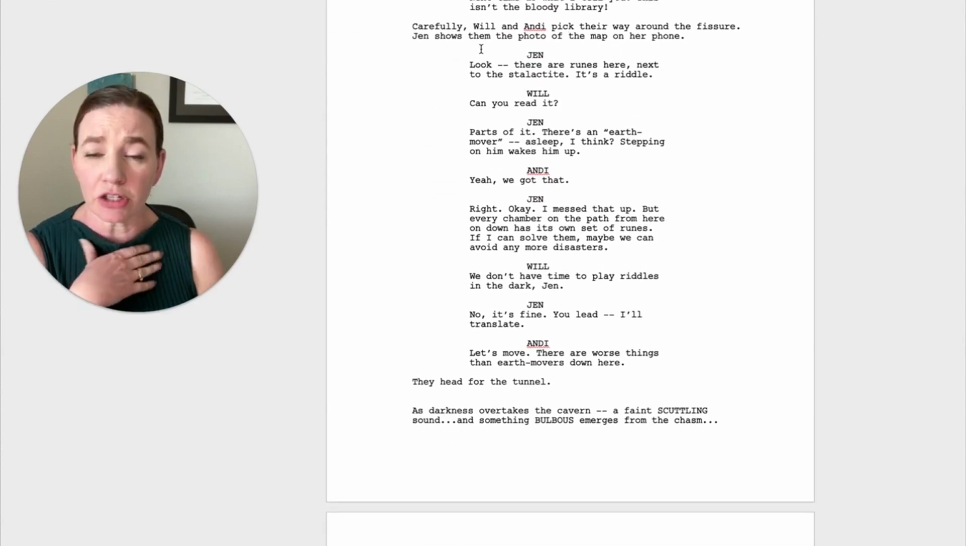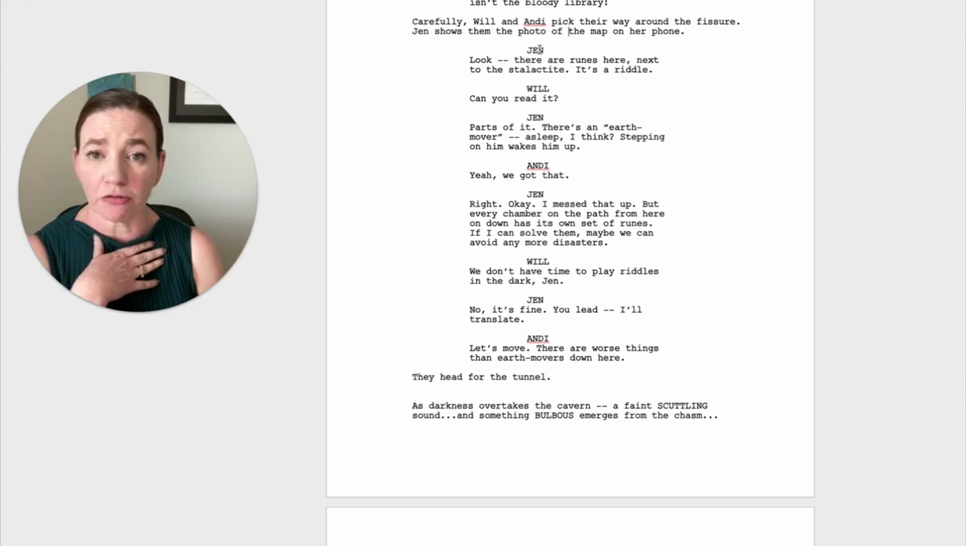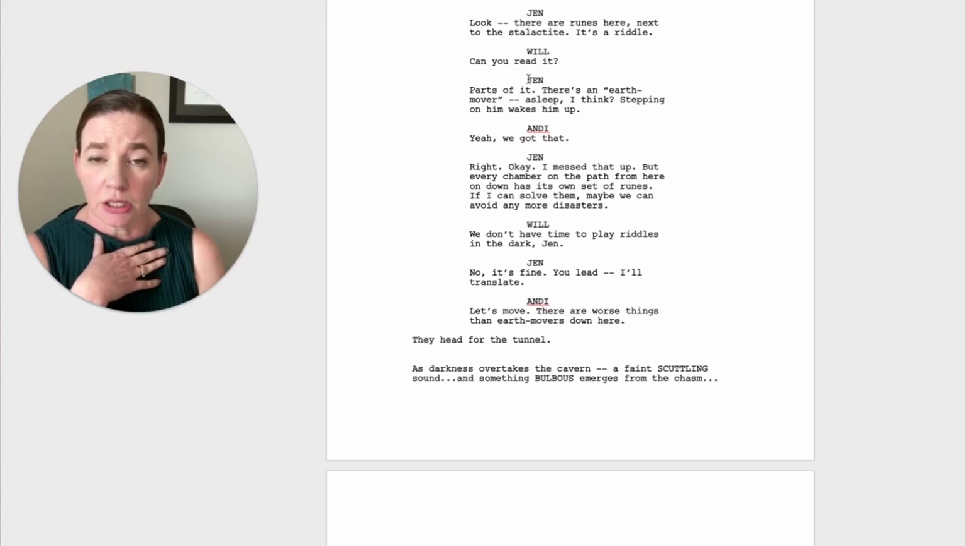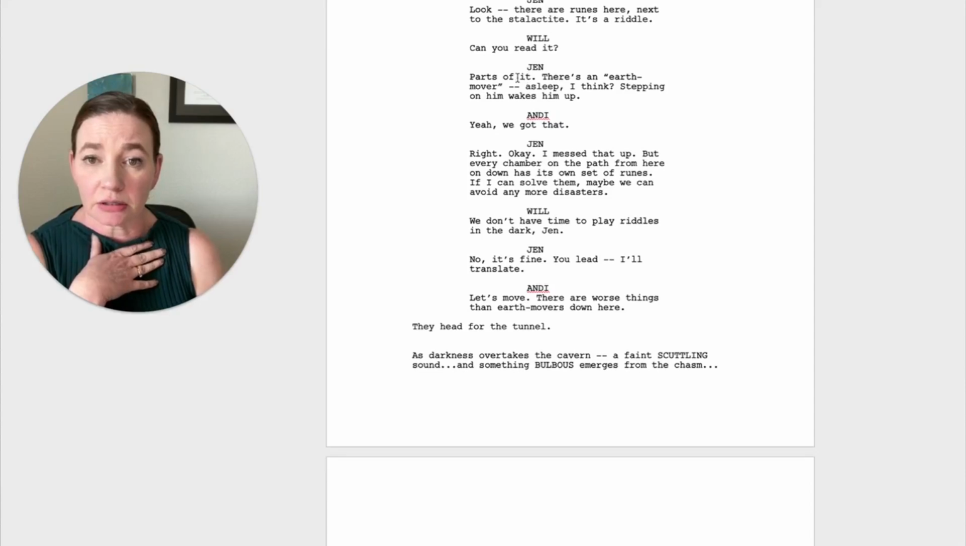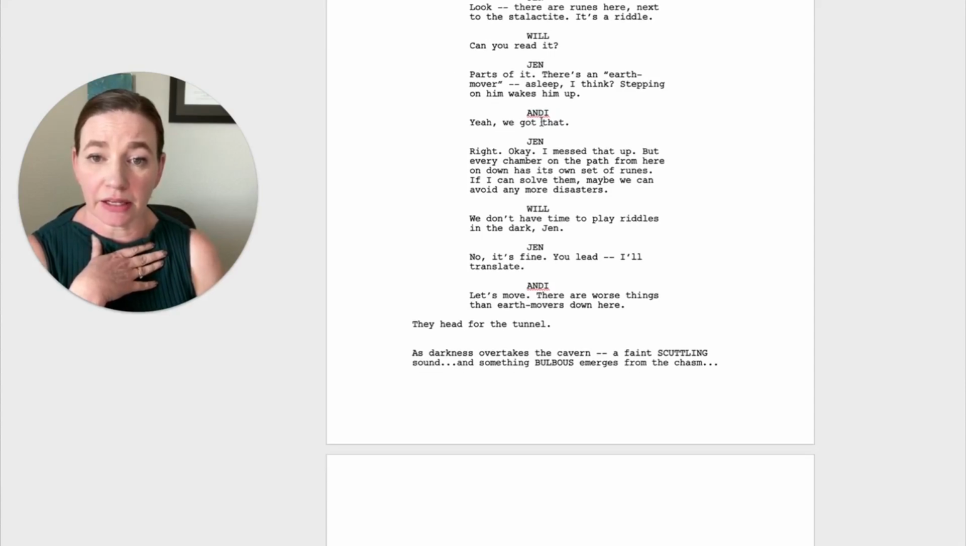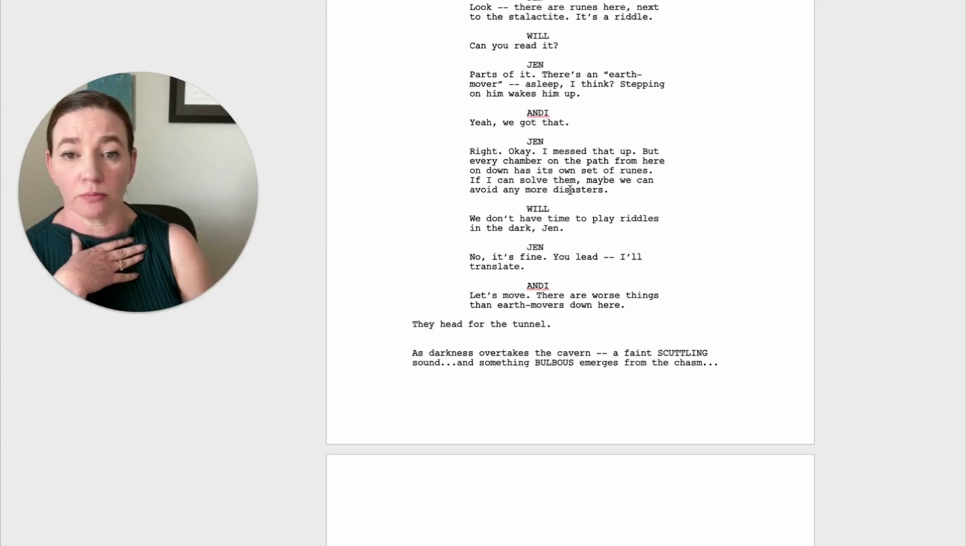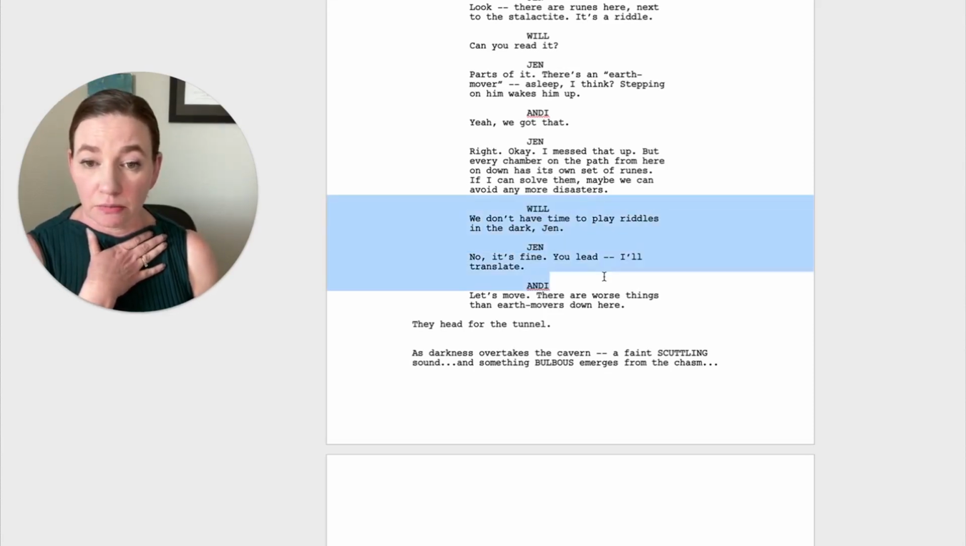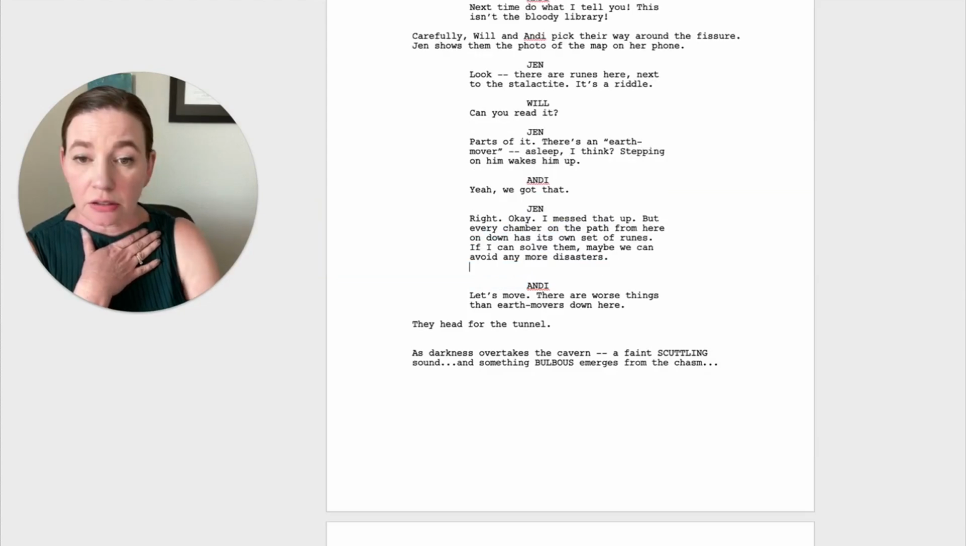Once they get around the fissure, Jen shows them the photo of the map on her phone. Look, there are runes here next to the stalactite. It's a riddle. Will, can you read it? And she says parts of it. And then Andy, yeah, we got that. And then the whole, maybe we can avoid any more disasters. And then maybe we can cut this, right?